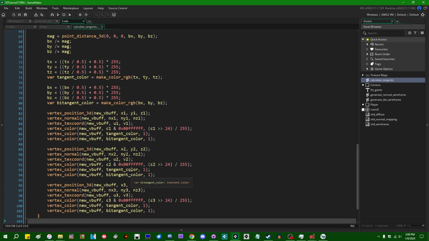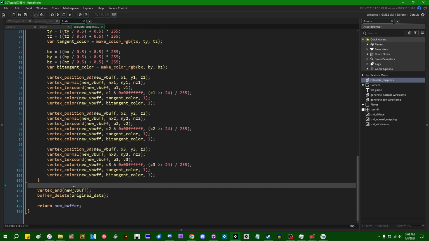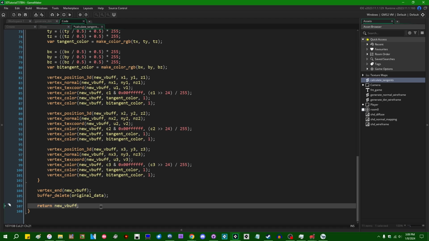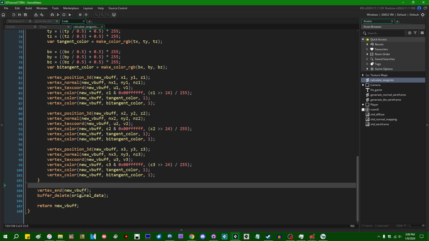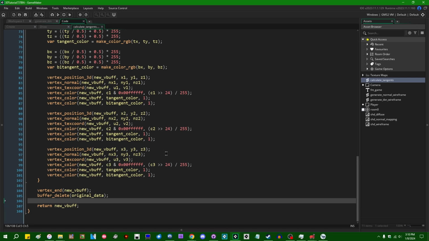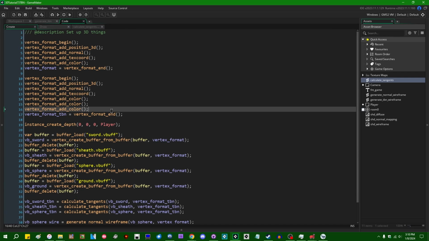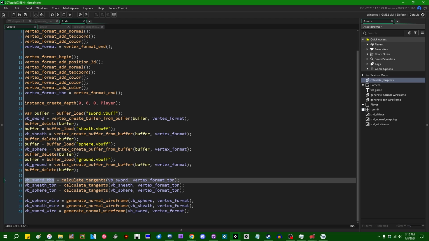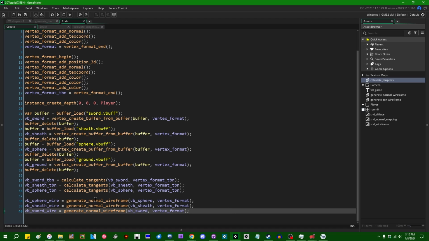And that should be it from here. Oh, I'm going to want to return new vbuff, not new buffer, aren't I? From here, we can vertex end, and we can return our new vertex buffer, and we can carry on as usual. So let's see. I do want to visualize this with the normal vector wireframes and whatnot.